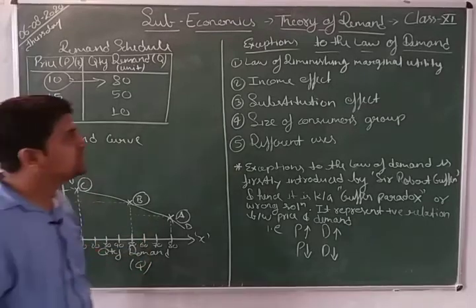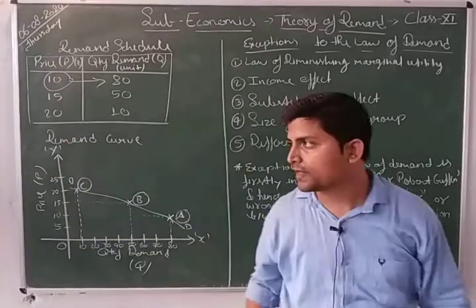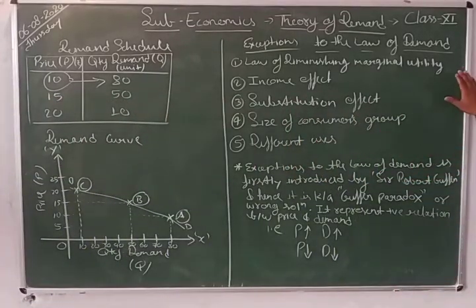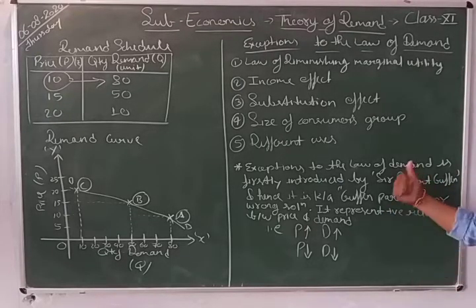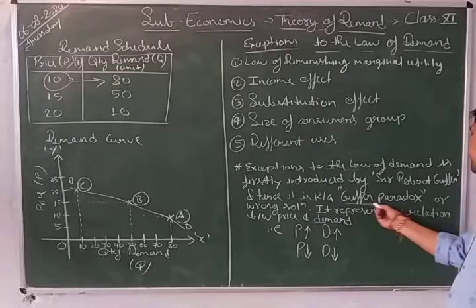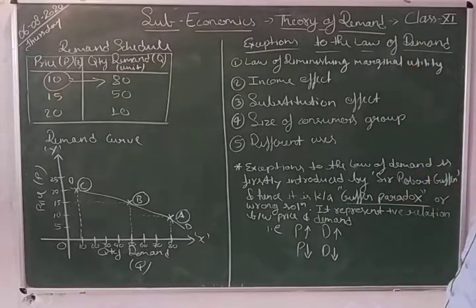Now let us see some exceptions of the law of demand. Here are given some exceptions of the law of demand. Actually, students, this exception to the law of demand is given by Sir Robert Giffen. After some period, it became known as the Giffen paradox. That exception to the law of demand is known by the name what?